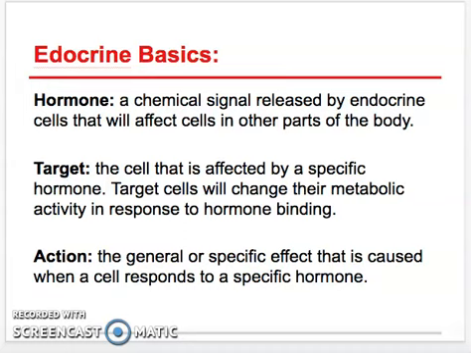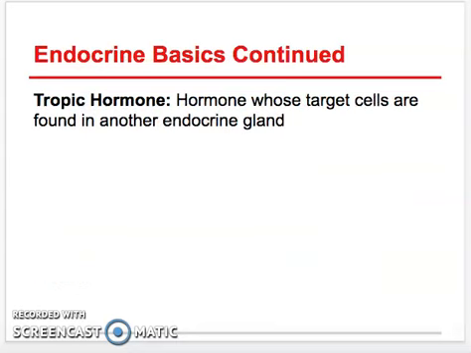And the action is either the general or specific effect that is caused when a cell responds to a specific hormone. There's a special type of hormone called a tropic hormone. And I should say it's a class of hormones. These are hormones that act on other endocrine glands. So the anterior pituitary gland makes many tropic hormones, like adrenocorticotropic hormone, which acts on the adrenal gland.